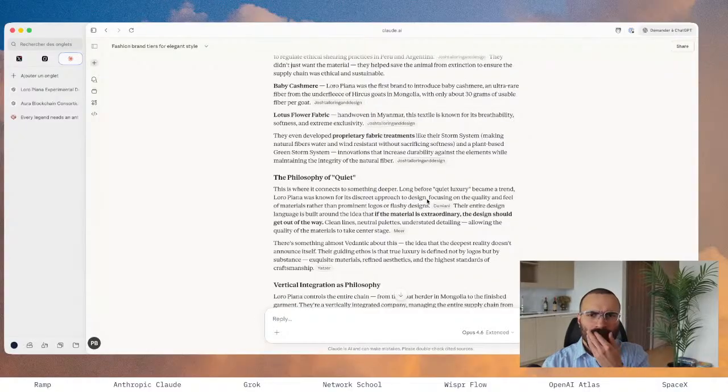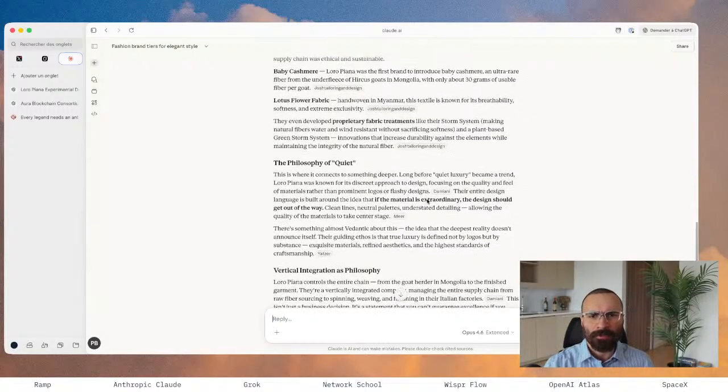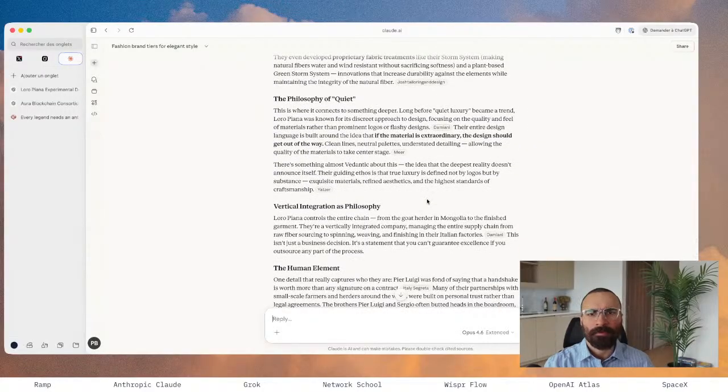Storm system, making natural fibers water and wind resistant without sacrificing softness, and a plant-based green storm system, innovations that increase durability against the elements while maintaining the integrity of the natural fiber. The philosophy of quiet. A discreet approach to design, focusing on the quality and feel of materials rather than prominent logos or flashy designs. The entire design language is built around the idea that if the material is extraordinary, the design should get out of the way.